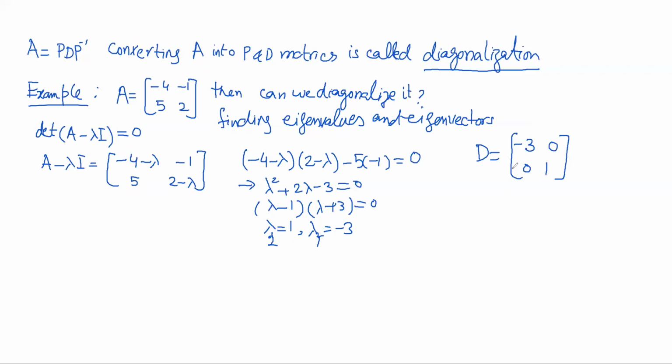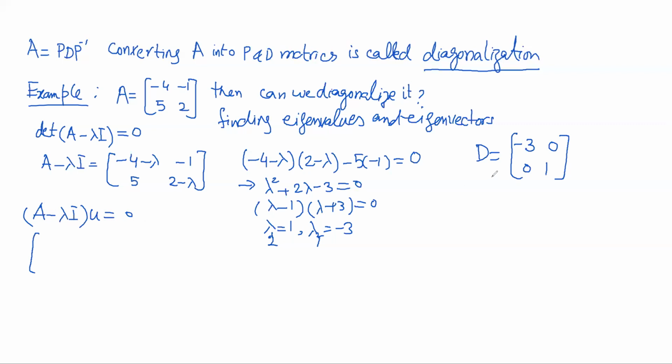So after finding the eigenvalues, we find the eigenvectors. For an eigenvector, we must satisfy this equation, A minus lambda I times u is equal to 0, which means that we will make an augmented matrix for a homogeneous system of linear equations. So what is A minus lambda I?